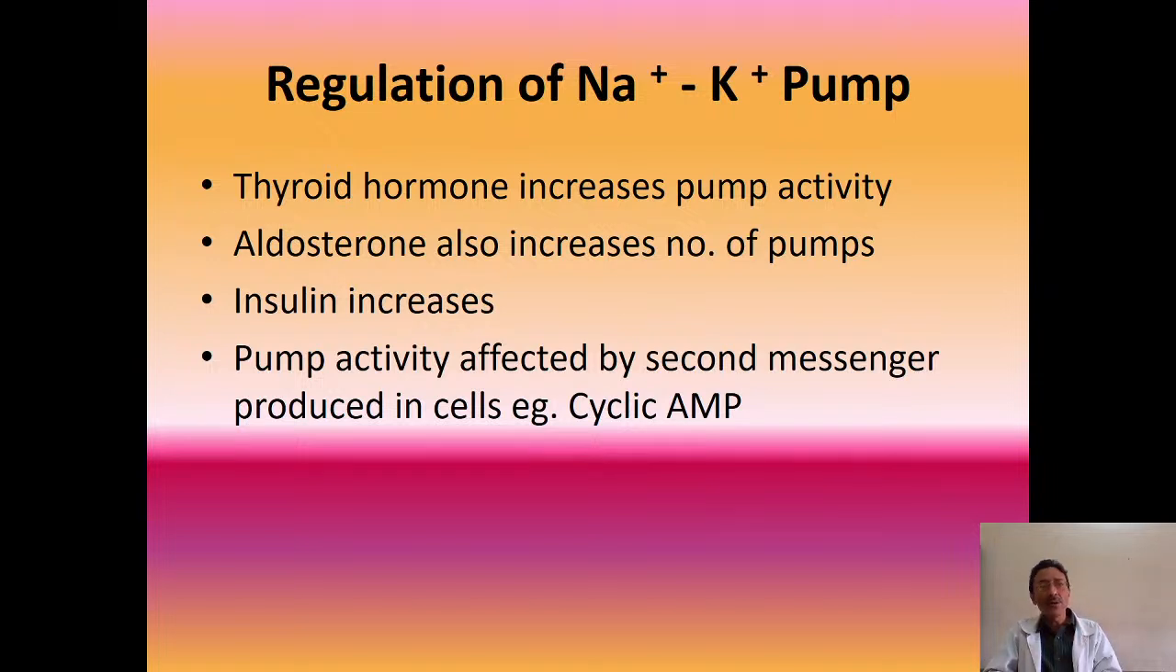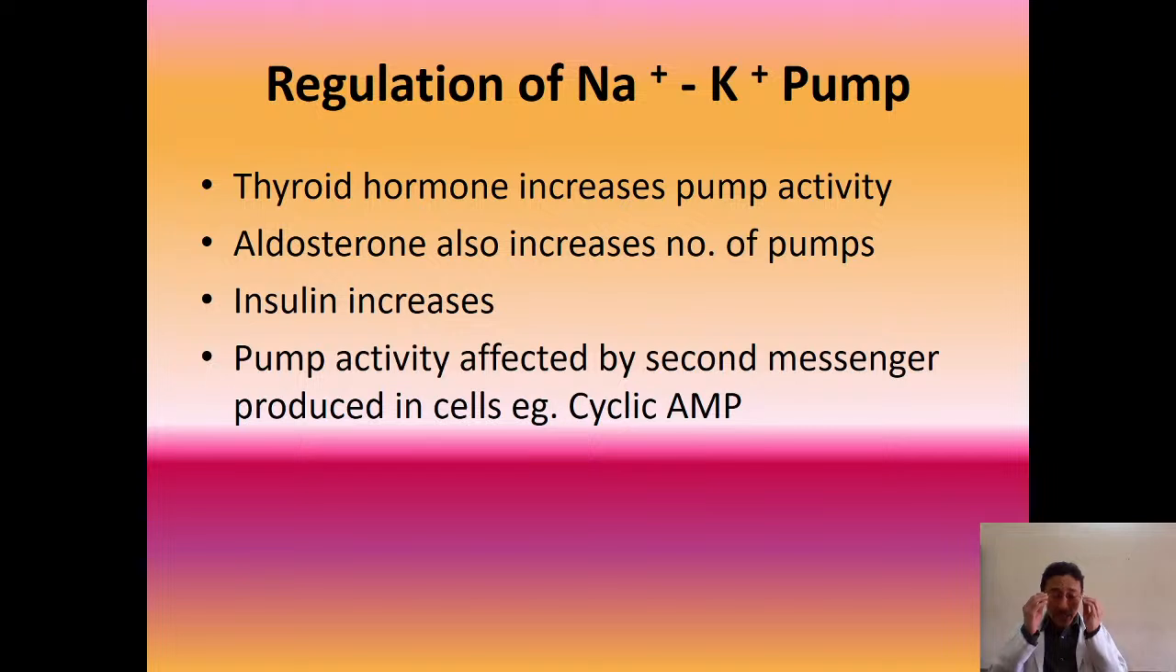Similarly, aldosterone also increases the activity of the sodium potassium pump. Insulin also increases the sodium potassium pump activity. So the three hormones which regulate the activity of the sodium potassium pump are thyroid, aldosterone and insulin. The other activity is an indirect activity where the second messenger binds onto the cell membrane and regulates the sodium potassium pump.